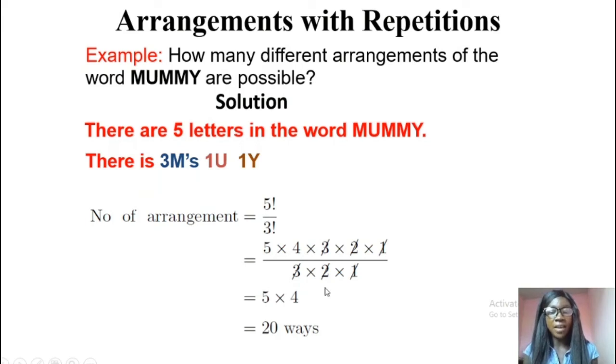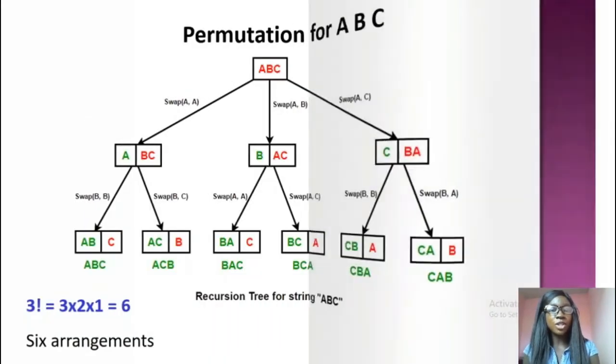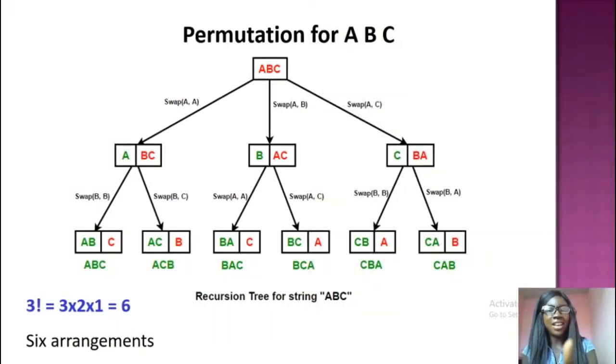So we have here 5 times 4 times 3 times 2 times 1 divided by 3 factorial. So we have 5 times 4, which is 20 ways. So there are 20 ways we can arrange the word mommy. So this way is better. It's just like you now going to be doing this 5 times. It's going to be very, very lengthy.